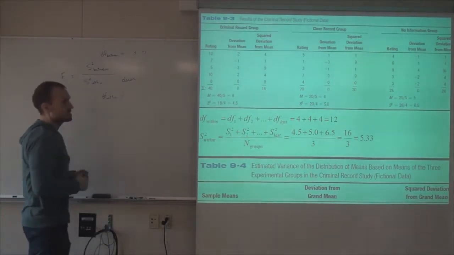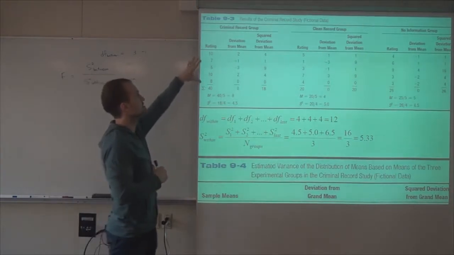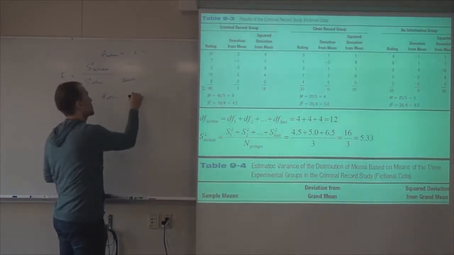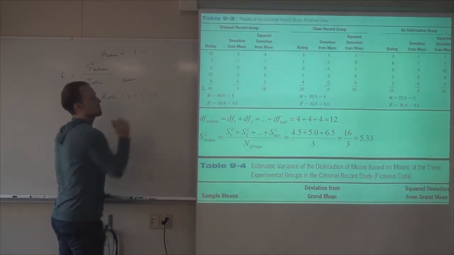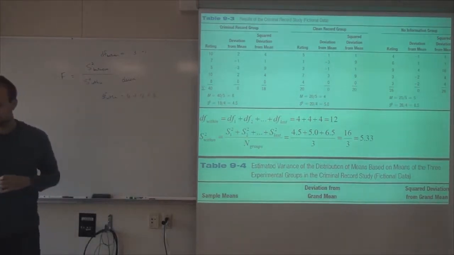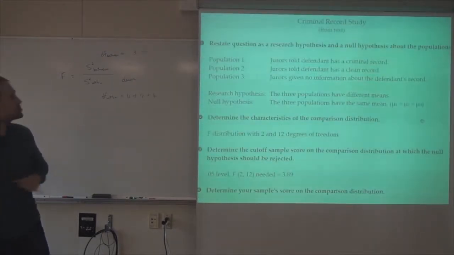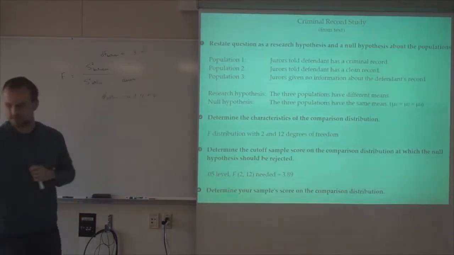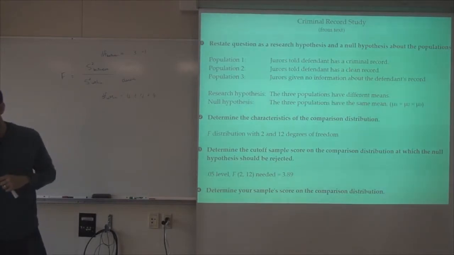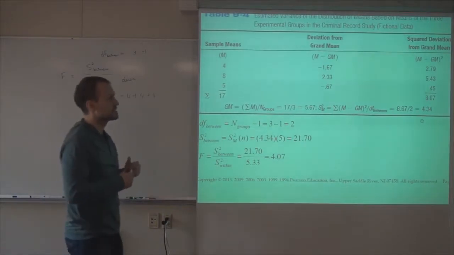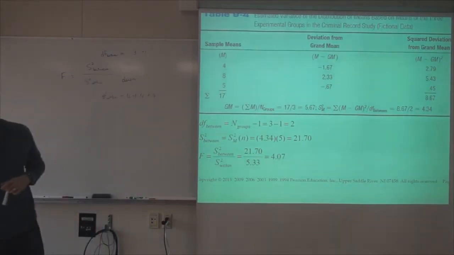The degrees of freedom for each sample, well, I have 5, so it's going to be 5 minus 1, which is going to be 4, plus 4, plus 4. So the two degrees of freedom that I'll use in my table is 2 and 12. Now I have to go and decide on the cutoff value, but in order to do that, I have to go to my table.